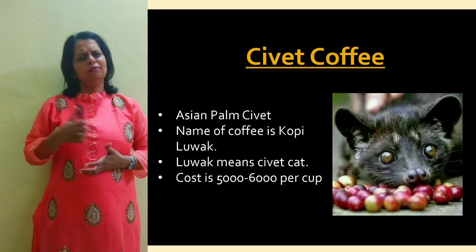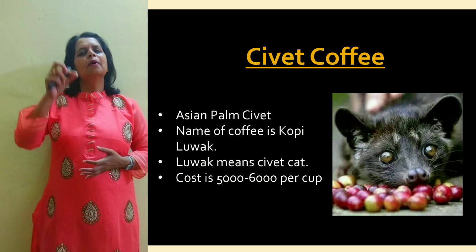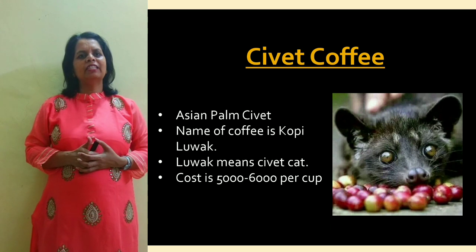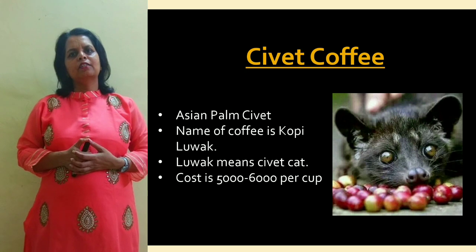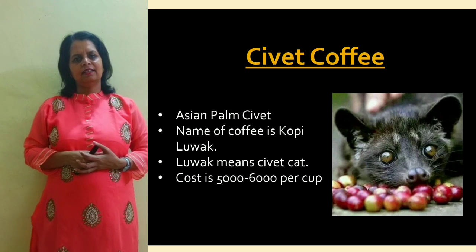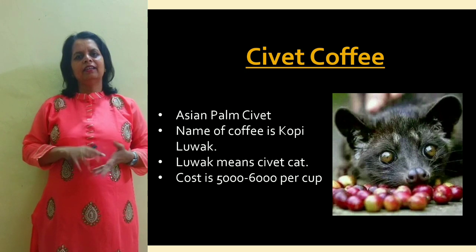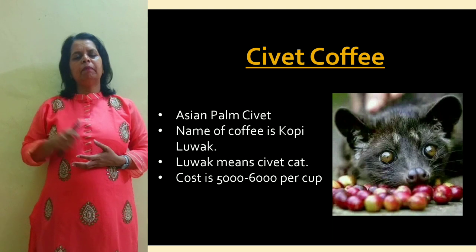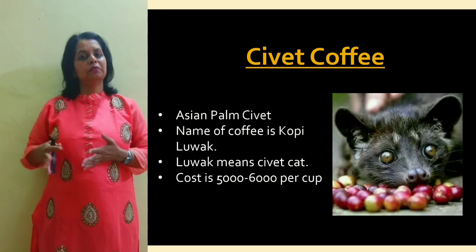Now, have you heard about civet coffee? You will see that it's the world's most expensive coffee, and it is made from the poop of the Asian civet cat. The name of the coffee is Kopi Luwak. The term Luwak means civet cat, and the poop of this cat is collected and processed, and from there this particular coffee, an Asian palm civet coffee, is derived. The cost of this coffee is somewhere near 5,000 to 6,000 per cup.